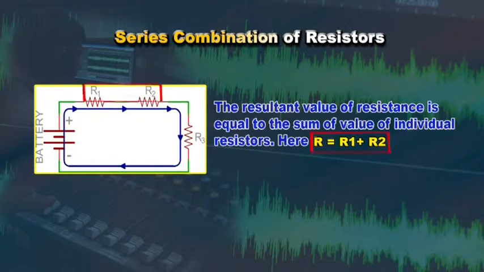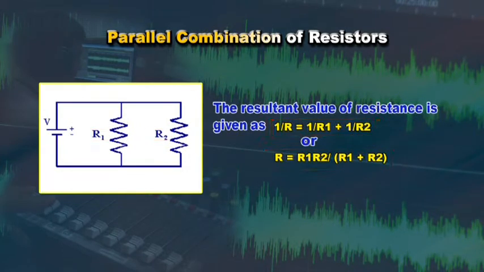Here, R equals R1 plus R2. In parallel combination, the resultant value of resistance is given as 1 by R equals 1 by R1 plus 1 by R2, or R equals R1 R2 by R1 plus R2.